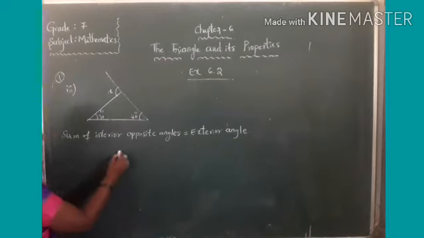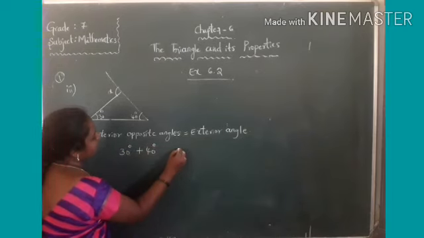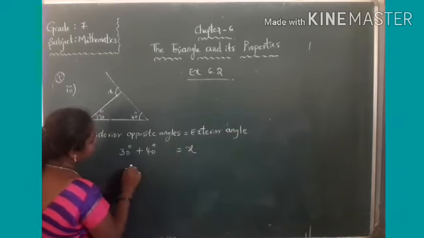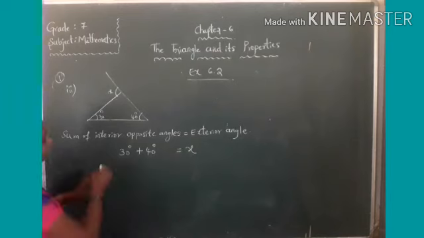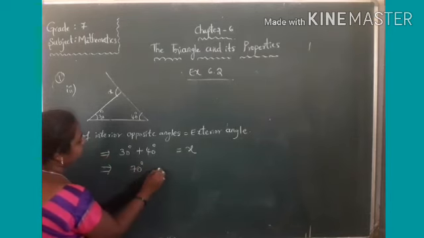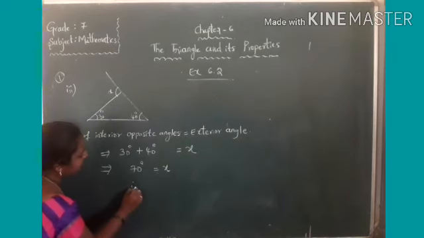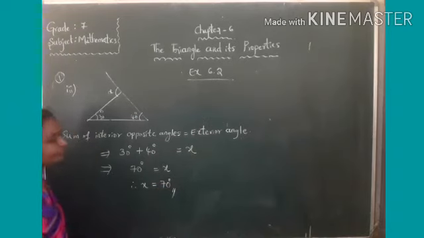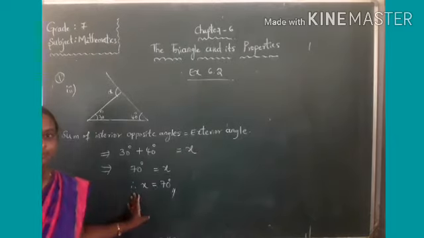Don't forget. So here 30 degrees plus 40 degrees is equal to x. 30 plus 40, how much? Yes, 70 degrees is equal to x. So what is the exterior angle? x is equal to 70 degrees. Did you copy it?